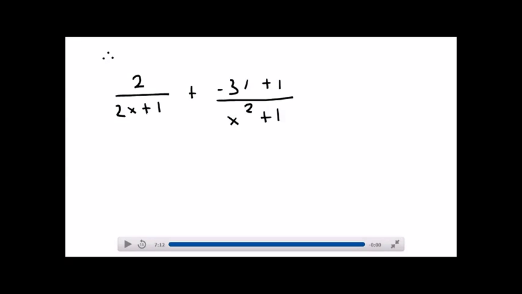Now, substitute A, B, and C in our given equation or rational expression to get our answer. The answer is 2 over 2x plus 1 plus negative 3x plus 1 over x squared plus 1.